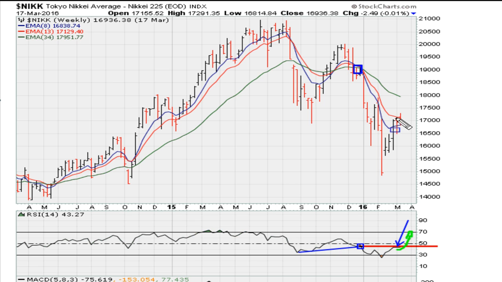Similar to that would be the price moving above the recent weekly closing high around that 17,000 level. If the market can stay above that, and also stay above 17,000 and move above the red line, there's a chance for the market to recover.